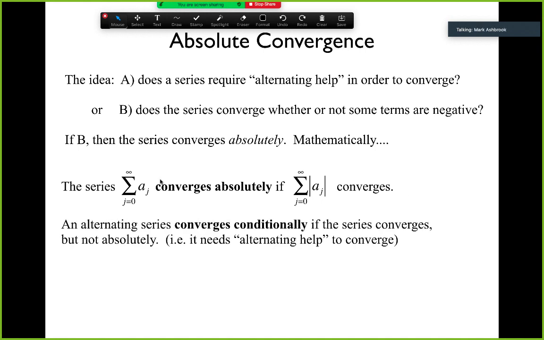If this converges, but this one doesn't, that's case A, where you need the alternating help, and that's called conditional convergence. So an alternating series converges conditionally if the series converges, but not absolutely. In other words, it needs the alternating help to converge. Okay, so does the premise make sense? At least a little bit. So I think a couple examples will help.